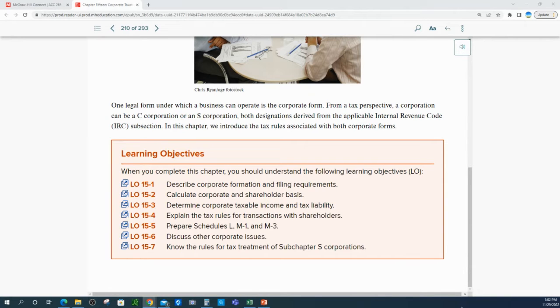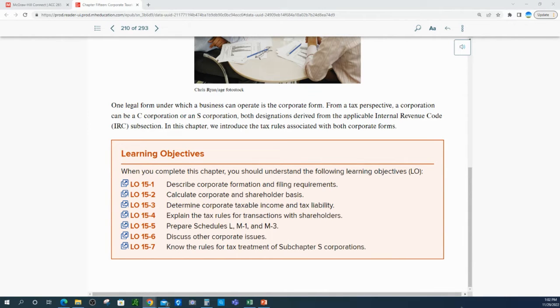We're going to look at what the rules are for transactions between the corporation and shareholders. And by that I mean, when we were talking about partnerships, we talked about distributions, we talked about guaranteed payments, different ways that partners can get money or property out of the partnership. So now we're going to look at the rules for when shareholders get money or property out of the corporation.